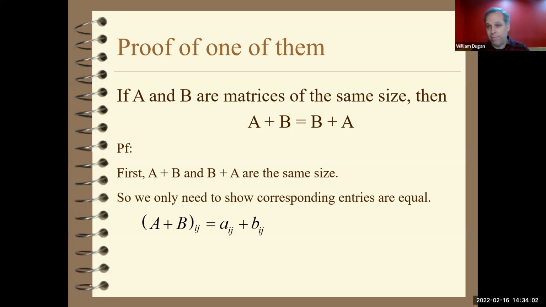Now, those two things are numbers. A sub ij and B sub ij, they're just numbers. So because now they're just numbers, we know they commute because that's one of the properties of normal everyday addition. But that expression is actually the ith jth entry of the matrix B plus A. Again, that's by definition. So that means the ith jth entry of A plus B equals the ith jth entry of B plus A. So then corresponding entries of these two matrices are in fact equal. And I think that's enough for this video.